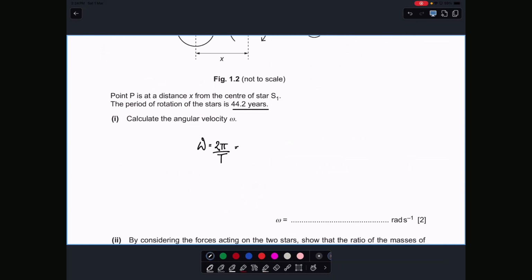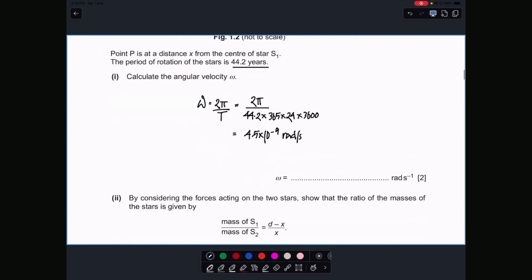Here they are giving the time period, the time of rotation. So 2 pi divided by time, which is 44 years, right? So 44.2 into 365 into 24 into 3600. Can somebody check what the value is? 4.5 into 10 to the power minus 9 rad per second. So 4.5 into 10 to the power minus 9.